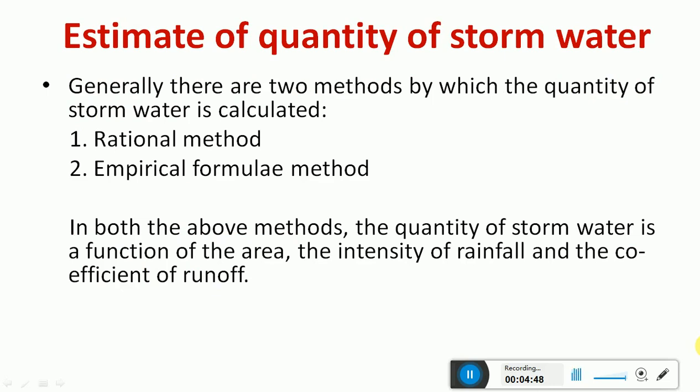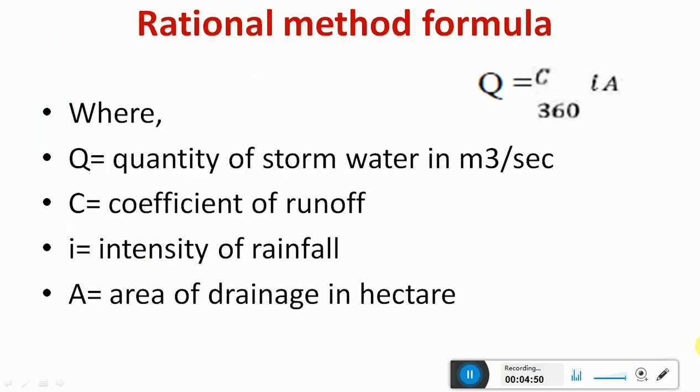So these are the two different methods. Coming to this rational method, it is given by an equation Q is equal to CIA divided by 360. This formula is called the rational formula, that is Q is equal to CIA divided by 360.